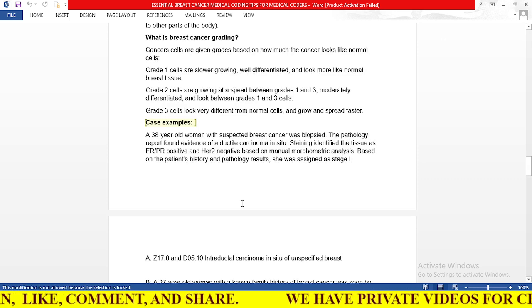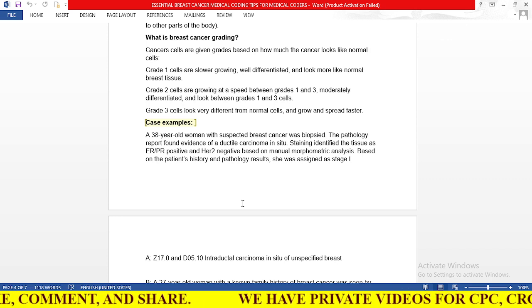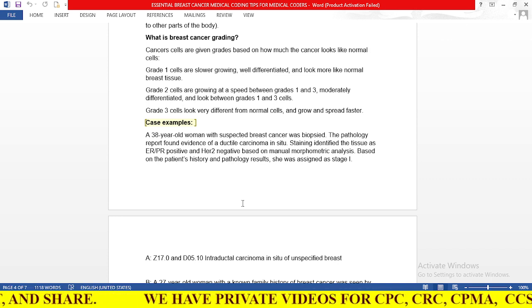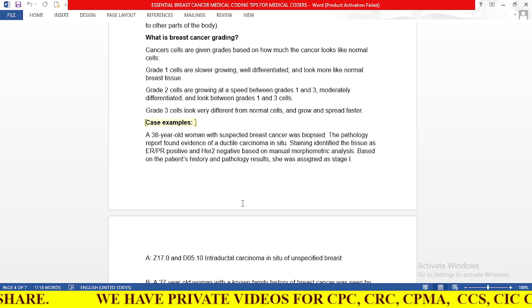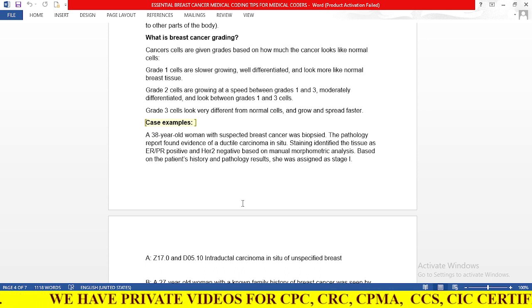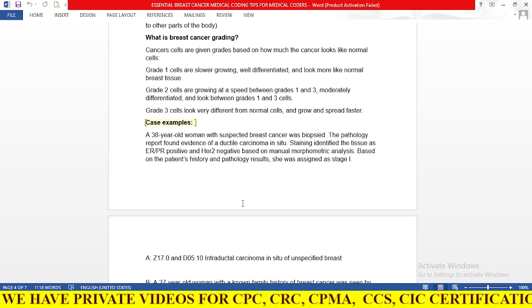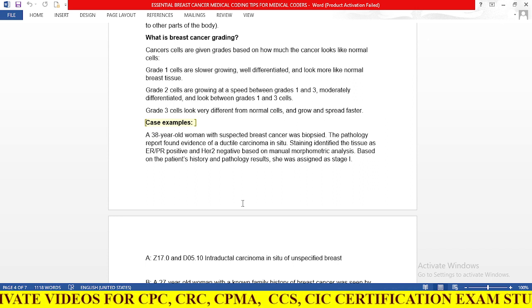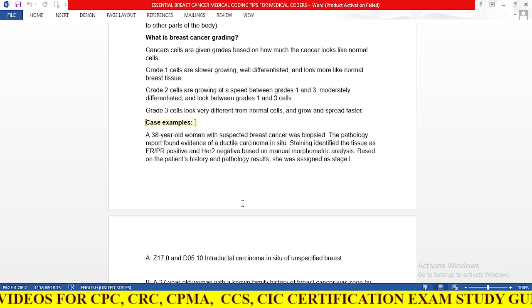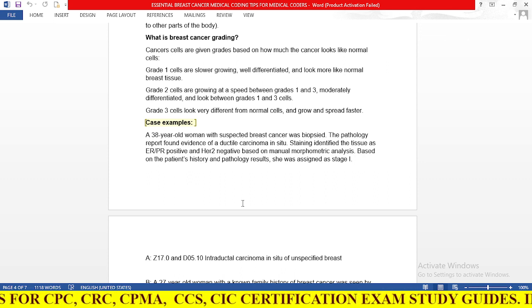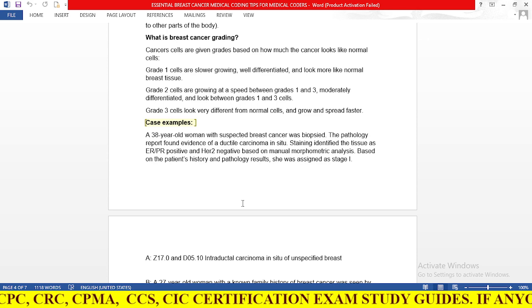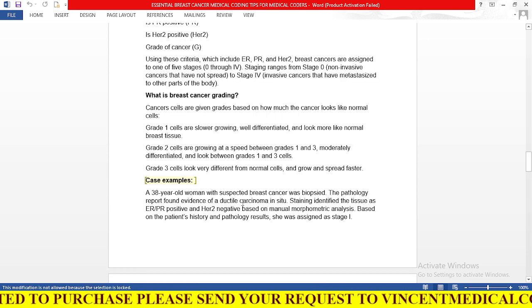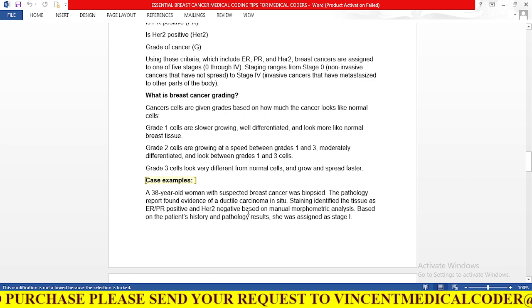A 38-year-old woman with suspected breast cancer was biopsied. The pathology report found evidence of ductal carcinoma in situ. Staining identified the tissue as ER, PR positive and HER negative based on manual morphometric analysis. Based on the patient's history and pathology report, she was assigned stage 1. So stage 1 means this cancer has not spread much.